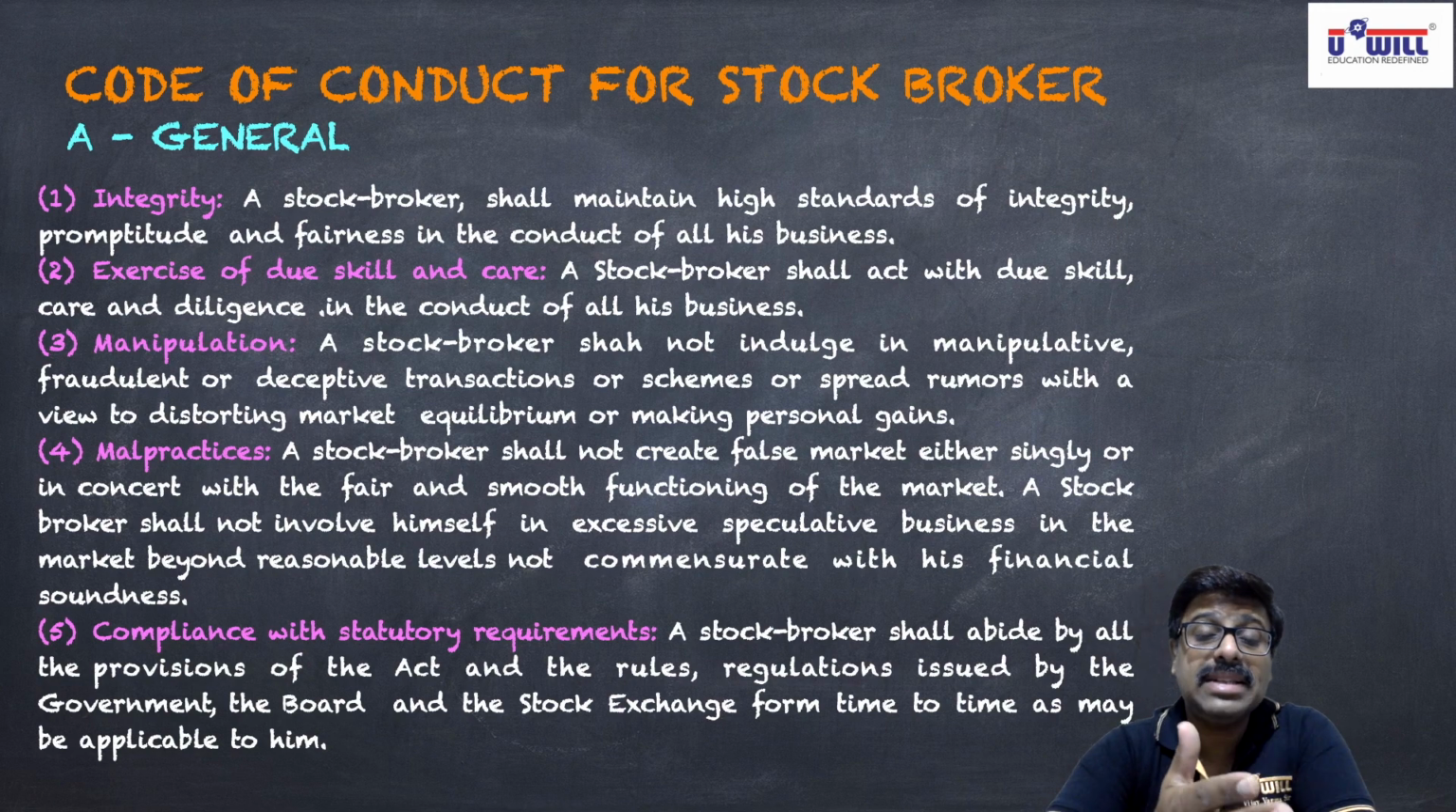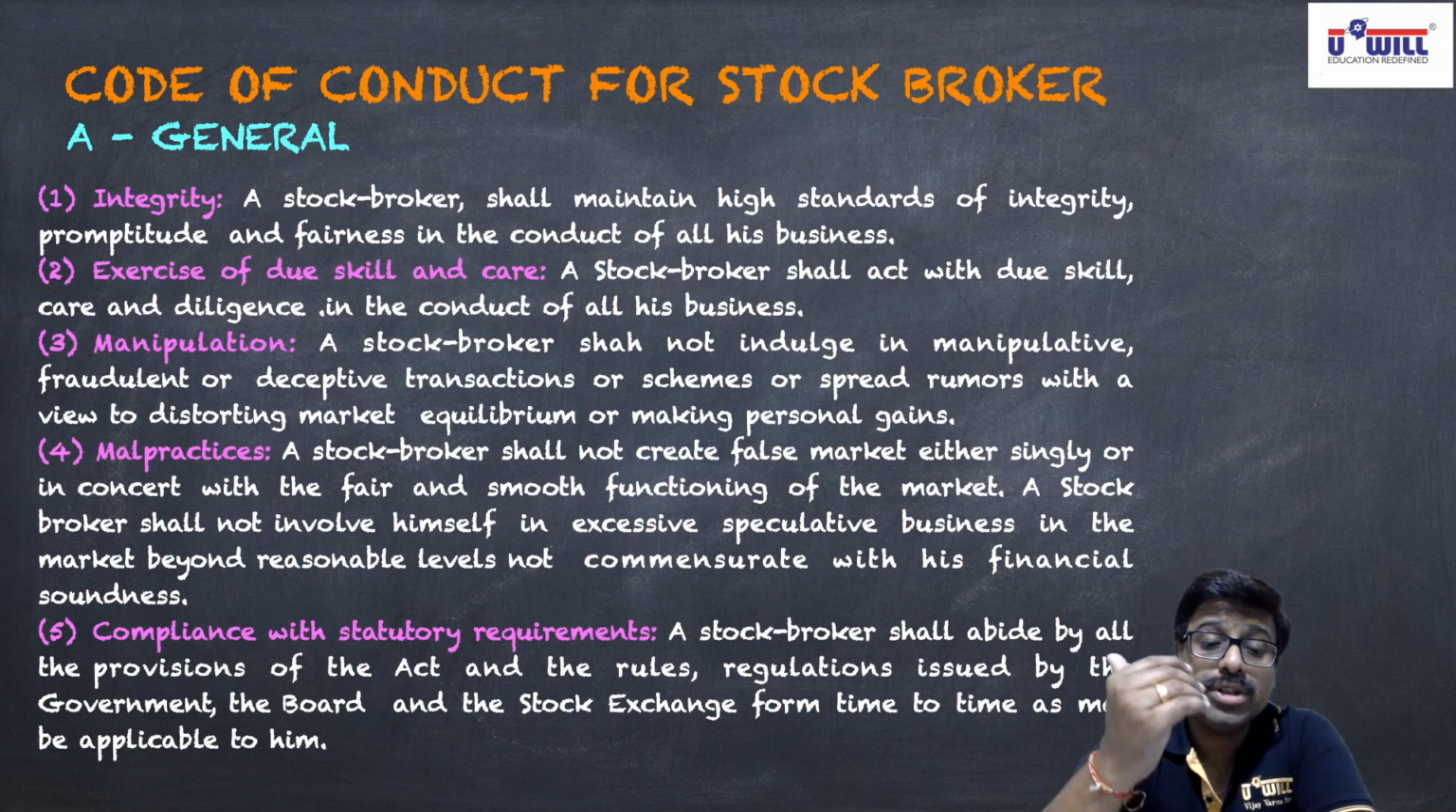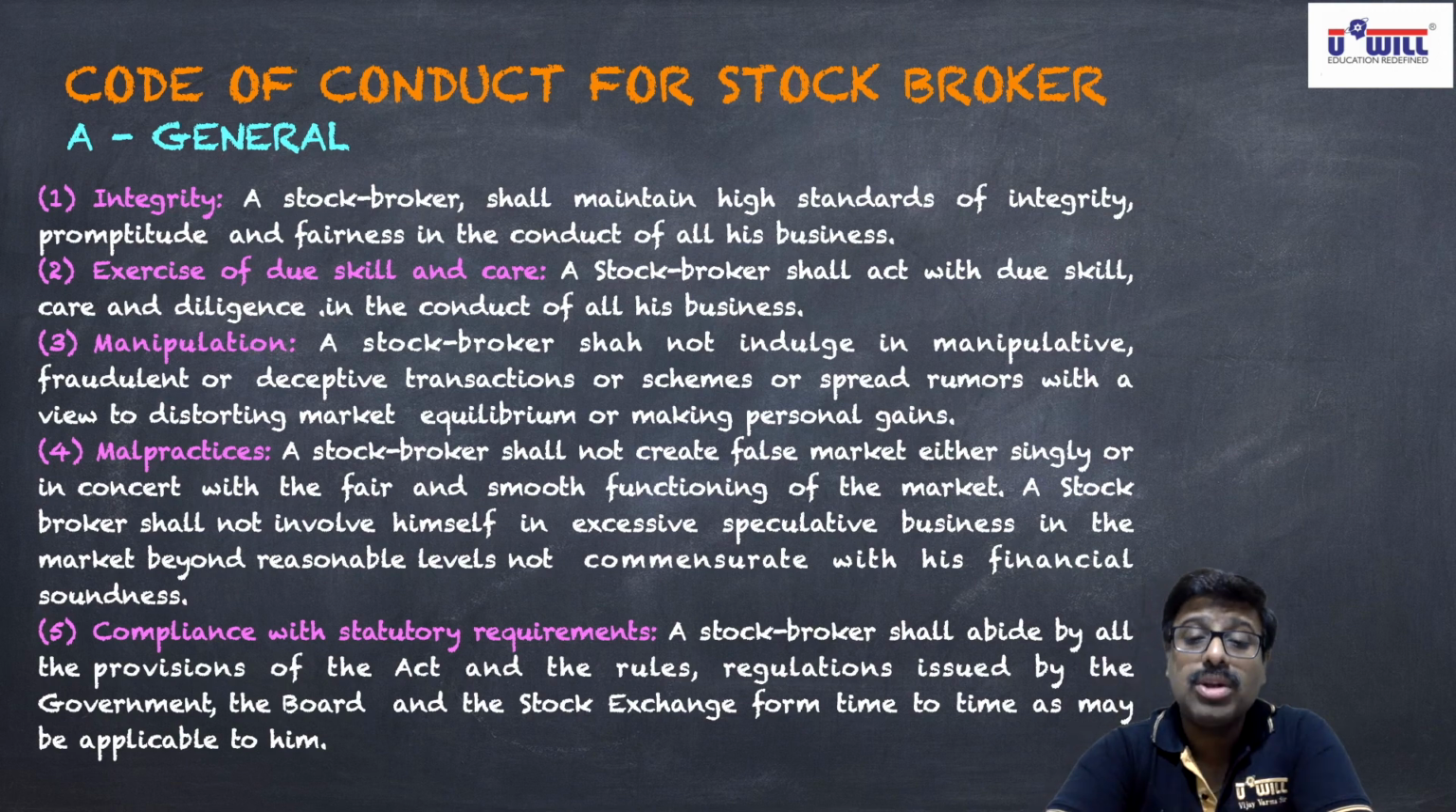So all this, as I told you, came about after that scam of 1992. Because what did Harshad Mehta do? He breached all of these things. He was not honest also. He did not exercise skill and care for his investors. He was doing manipulations, malpractices and frauds also. So to control these things, after that scam, SEBI had become very active.